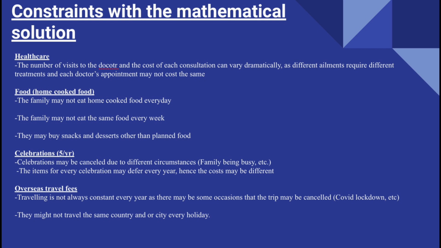For food, the family may not want to eat home-cooked food every day, as well as they may not eat the same food every week. They may buy snacks and dessert other than the planned foods. Celebrations may be cancelled due to different circumstances, such as the family being busy, as well as the items for every celebration may differ every year. Hence, the costs will be different.